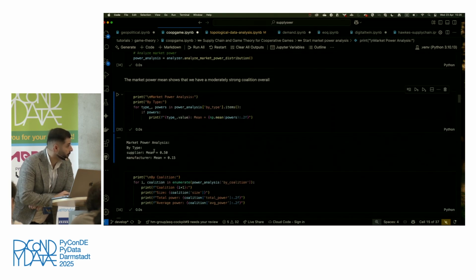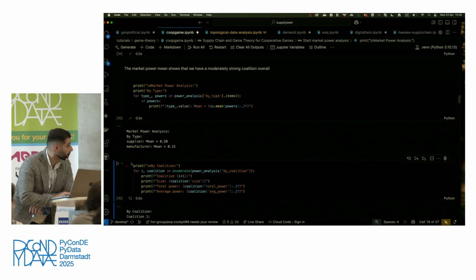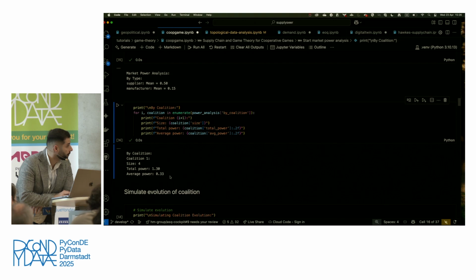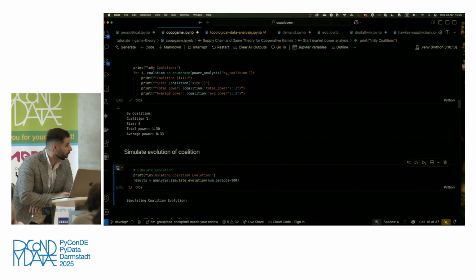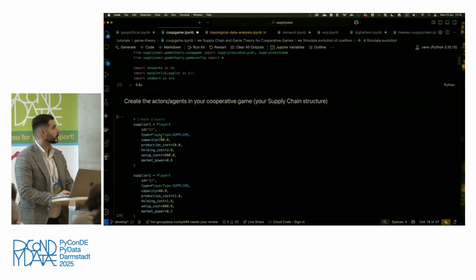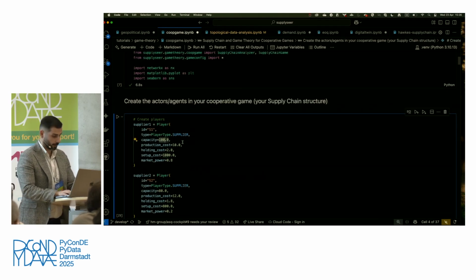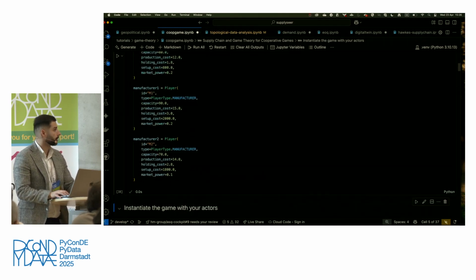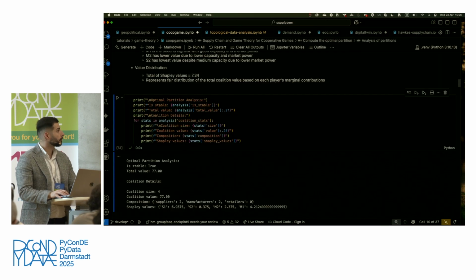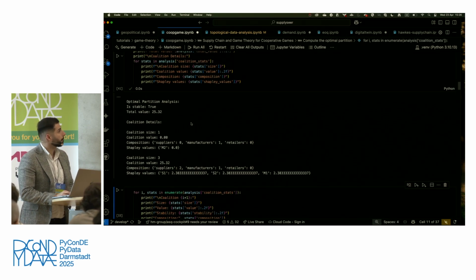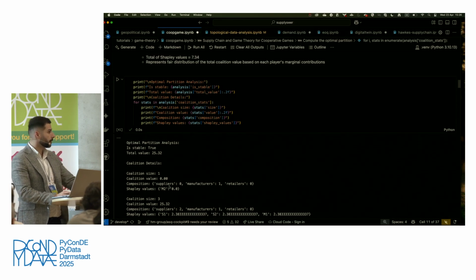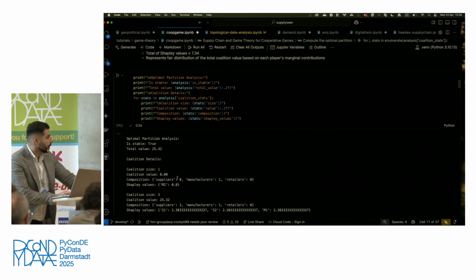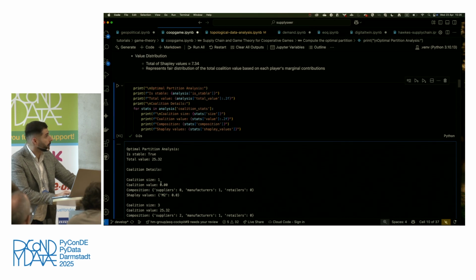The suppliers together have a high market power, the manufacturers low. Still a grand coalition. I think it's because of the costs. Let's reduce the cost of this one. Let's say it costs them 2, but they have the most market power as well. Okay, now we have 2 different coalitions. Coalition 1 only has this manufacturer, M2.